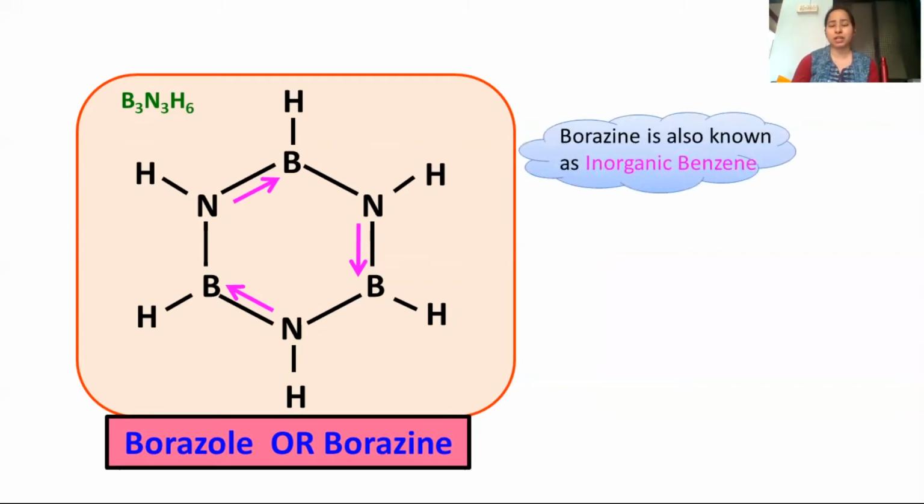Diborane is used for preparation of borazole or borazine, and this borazole or borazine is called inorganic benzene. We sometimes even ask you a question: which one is more reactive, benzene or borazine?